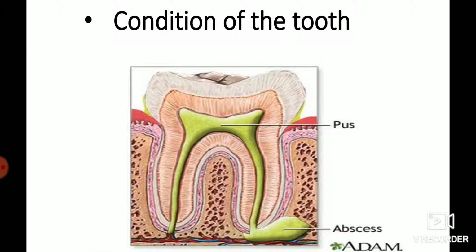The next is condition of the tooth. In this picture you can see the tooth is affected by a periapical abscess. In this type of case you have to put the patient on antibiotic prophylaxis for 3 days because it might reduce the infection. So during the procedure the patient will feel comfortable, and your local anesthetic solution will work there.